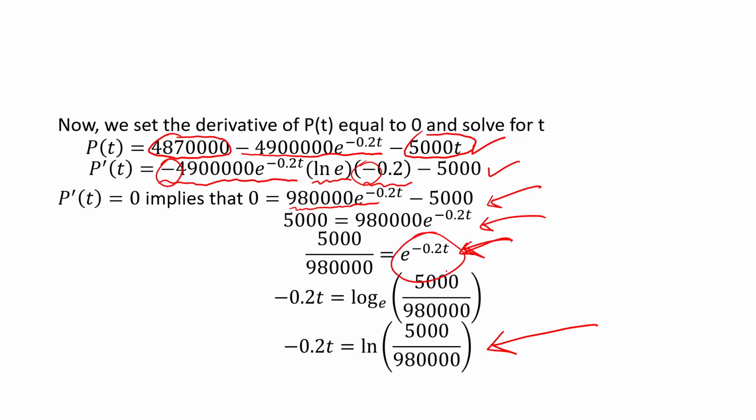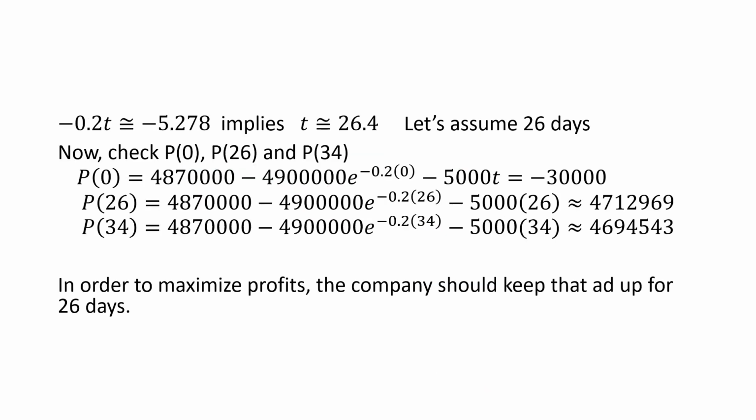And how do you bring that exponent down so you can solve for it? Since the base of the exponent is e, we use ln. Okay, so logarithms tell us that's the way to go. So negative 0.2 t will roughly equal negative 5.278. So t will be roughly 26.4. So we're going to call that 26 days. 26 days falls within our domain of 0 to 34.